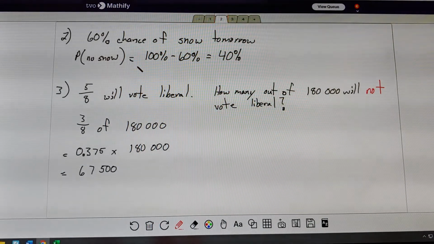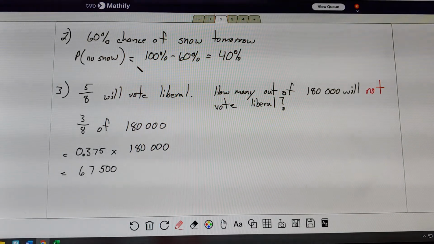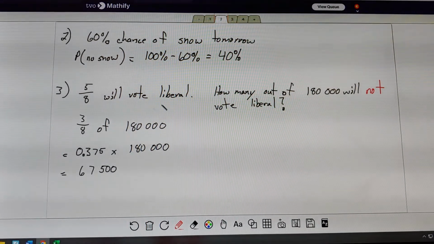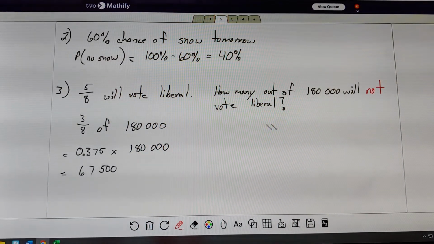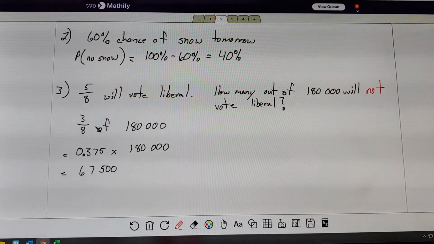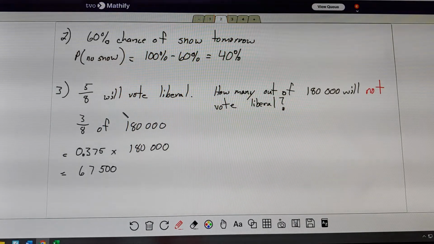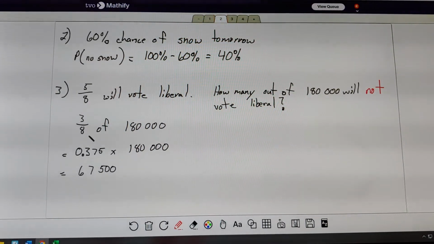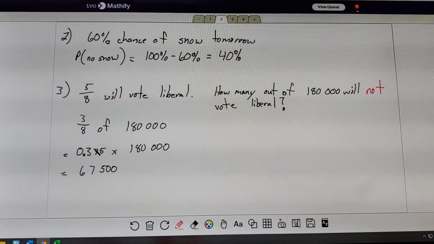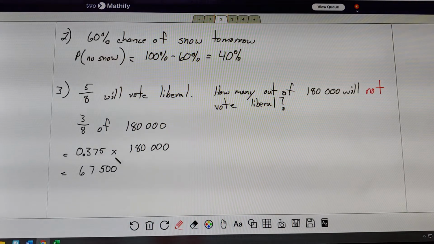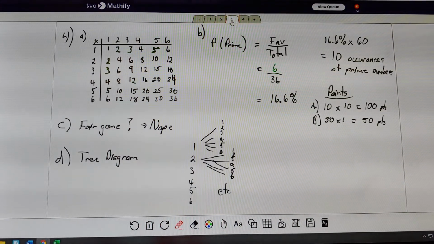3 said 5 out of 8 voters are going to vote Liberal, and they want to know how many voters out of 180,000 are not going to vote Liberal. So 5/8 vote Liberal. Out of 180,000, how many will not vote Liberal? Well, if 5/8 are voting Liberal, that means 3/8 are not voting Liberal. And then this is like our percent unit with a little bit of our fractions unit. So they want us to figure out what 3/8 of 180,000 is. So 3/8 as a decimal is 0.375 times 180,000, 67,500.